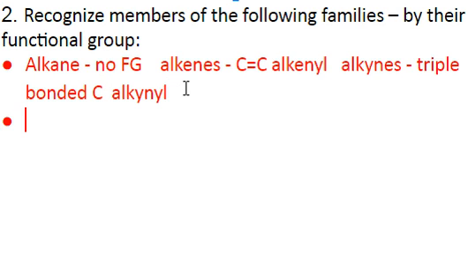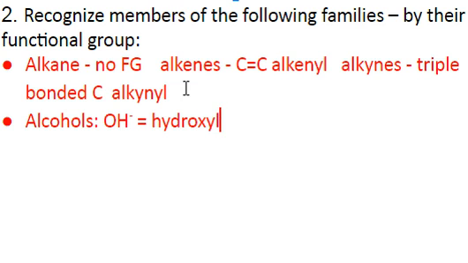Then as we get into the families that have a more recognizable functional group involving some oxygen, we have alcohols, which have an OH group, which is known as hydroxyl, and it's important that you know the difference between the family name versus the functional group. If that hydrogen gets separated and the oxygen double bonds to the end, then it's an aldehyde group.